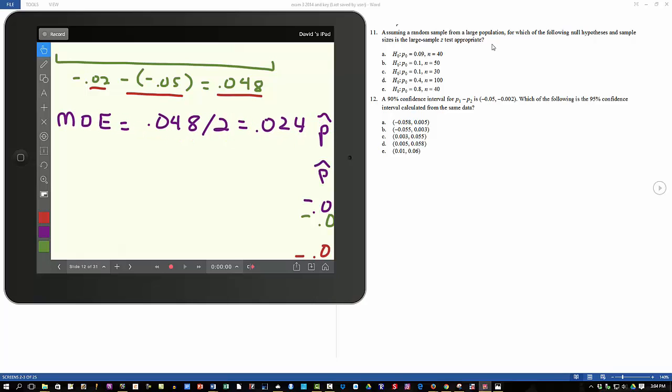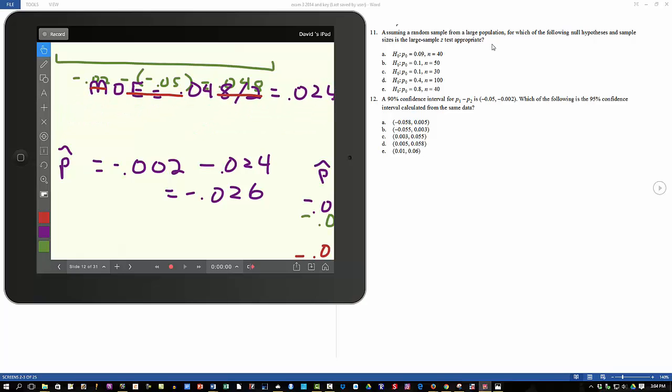If I divide that by 2, I'm sorry, that 0.048 was my interval width. Divide that by 2 to get the margin of error. Then take the upper limit, the minus 0.002, subtract the margin of error of 0.024, and that'll give you your p hat, what's in the center of the confidence interval.